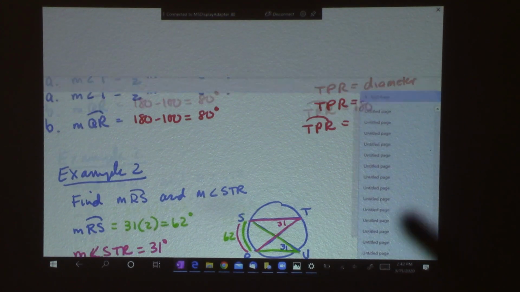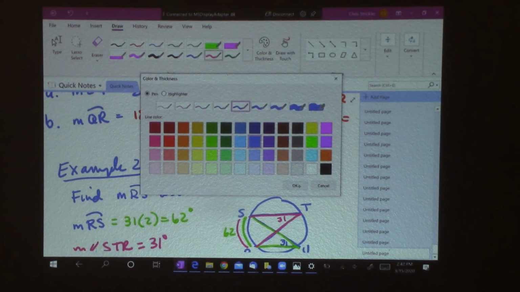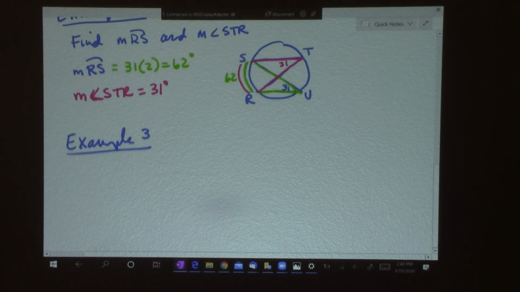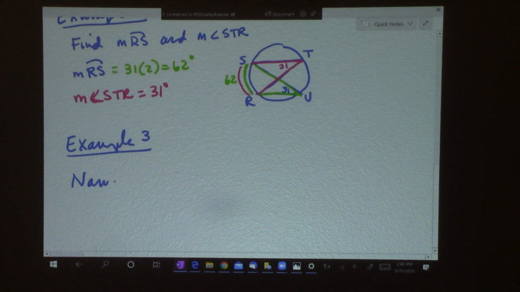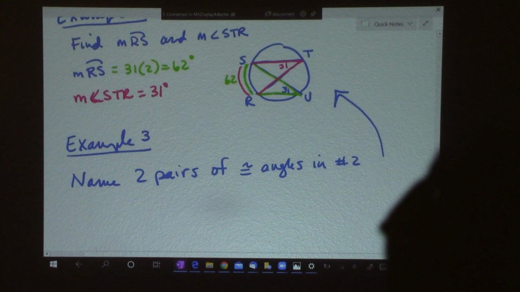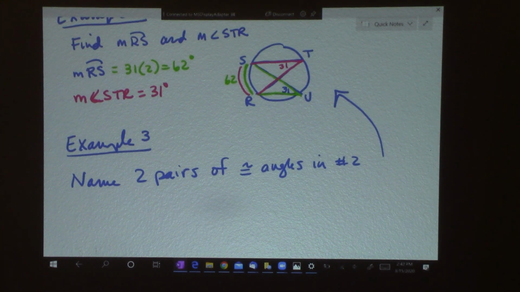All right, and just to highlight that, the next question says, example 3: name 2 pairs of congruent angles in number 2. So we're going to look up here at this picture up here. We were just talking about this, and we're just going to name the angles.